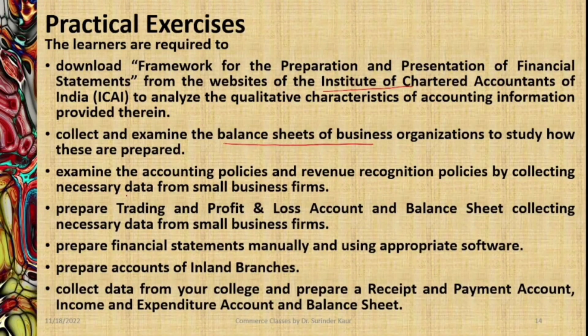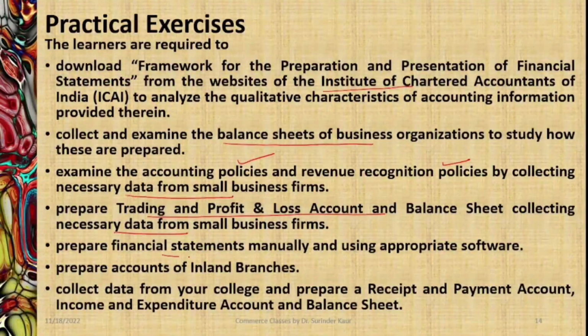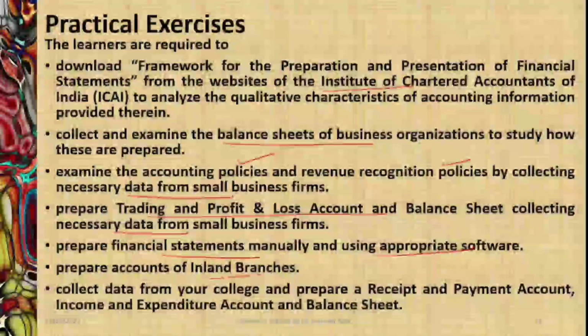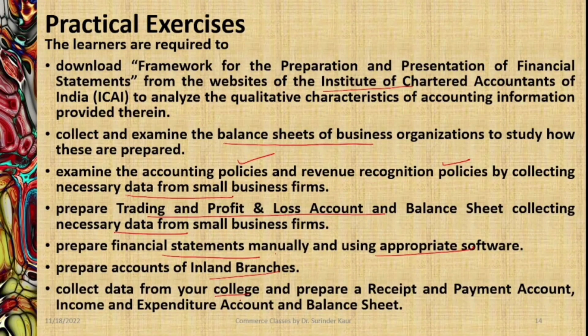You can take up the data of small business firms and examine what kind of policies they are adopting. You can compile it in the form of financial statements. You can prepare statements manually and then check them on the software. Then accounting for different types of branches can be done. You can collect data from your own college or any other NPO and prepare their statements. So these are some of the practical exercises which you can work on to have a better understanding of the course.